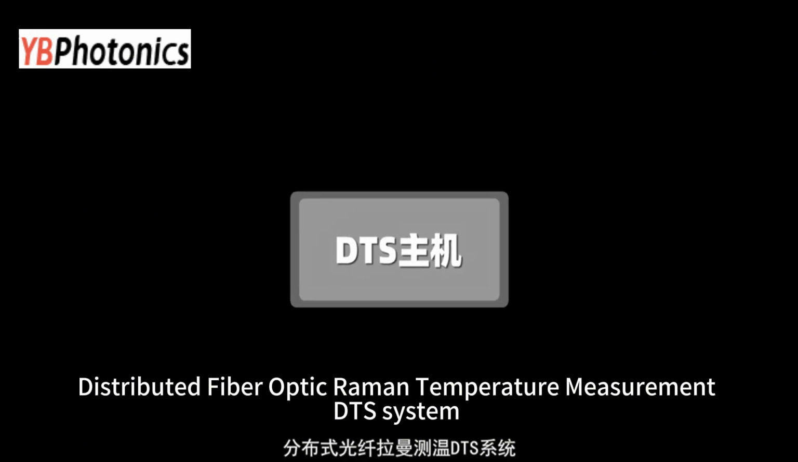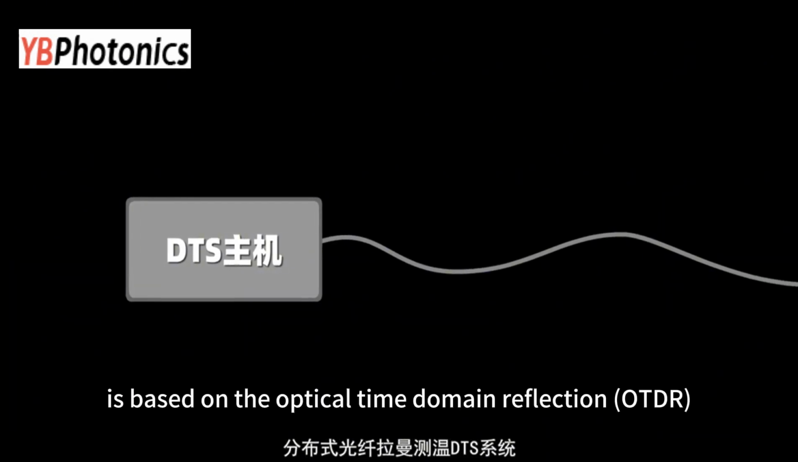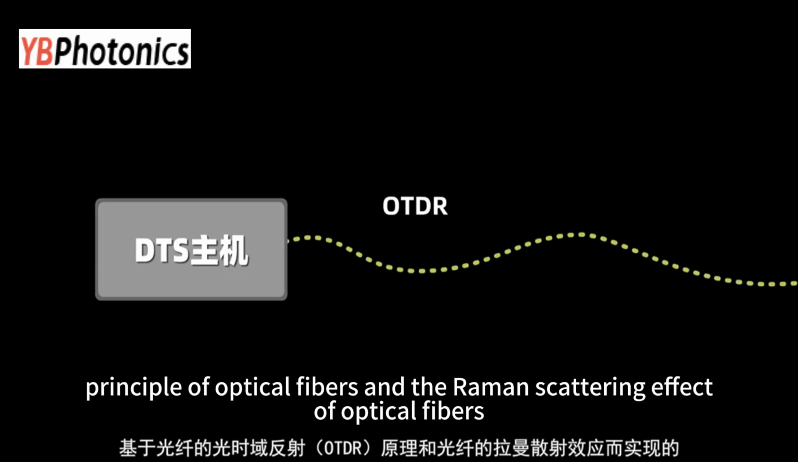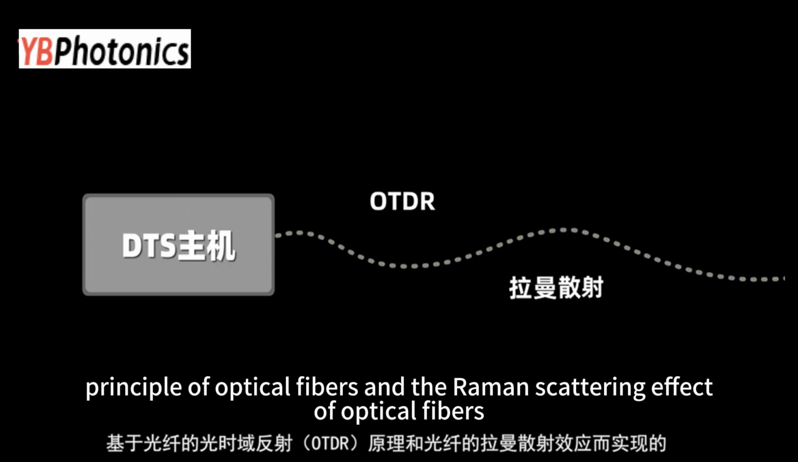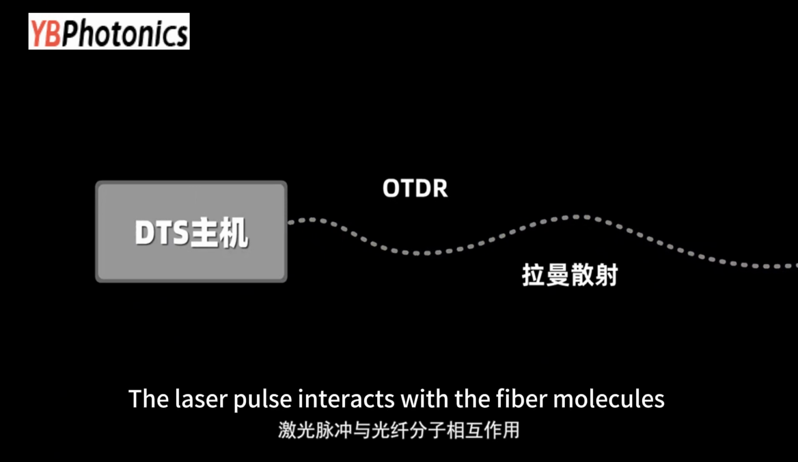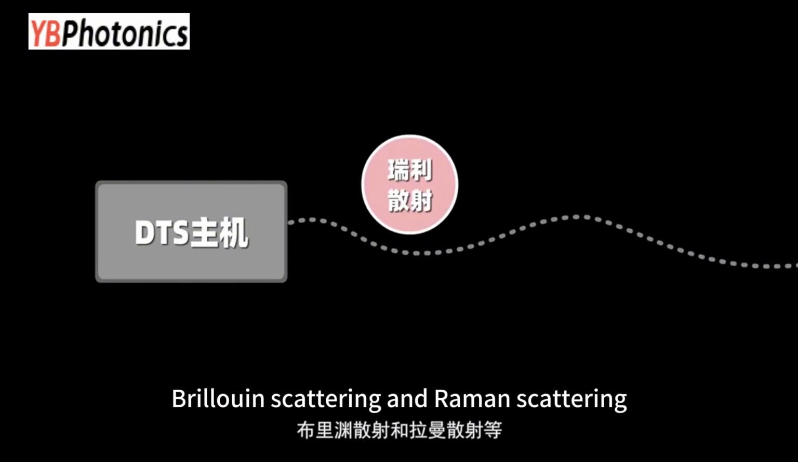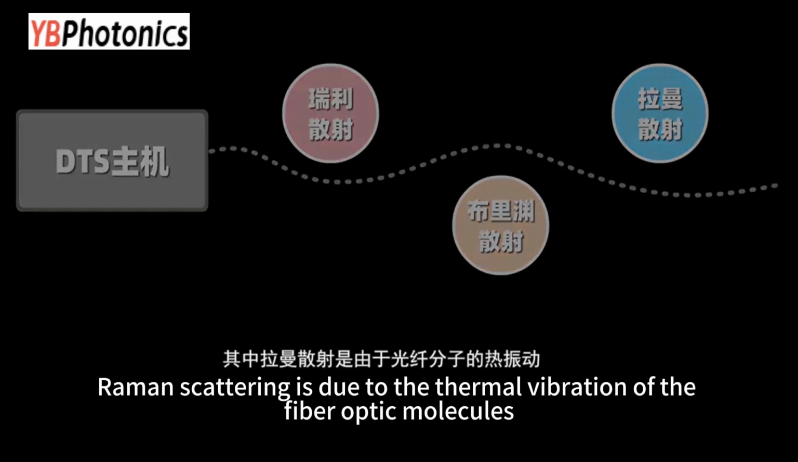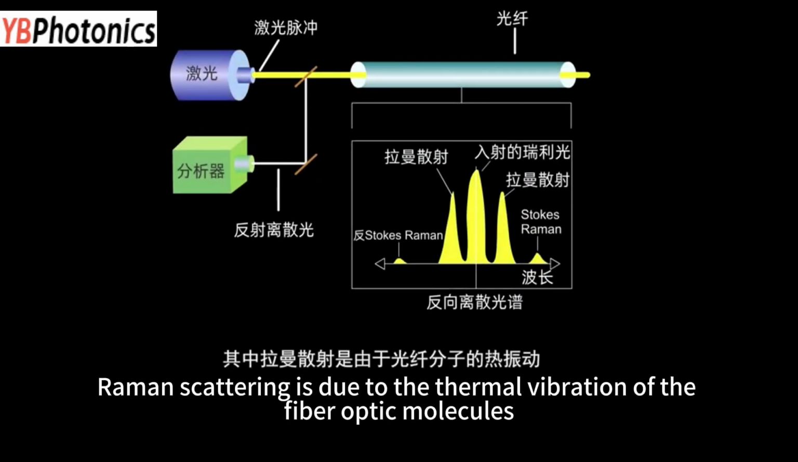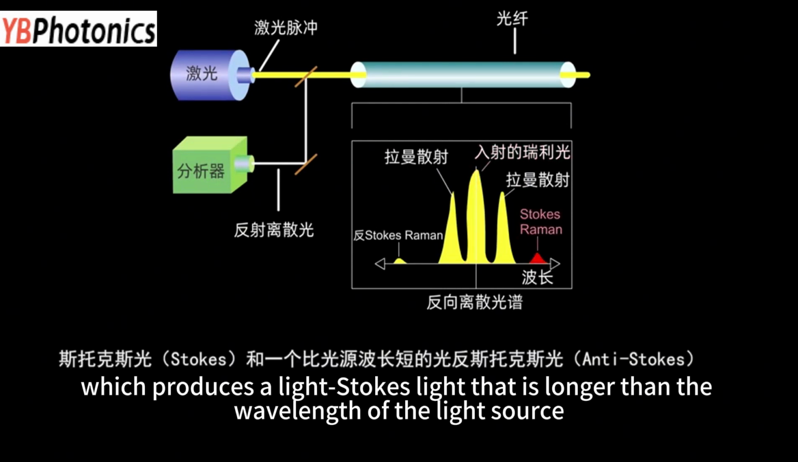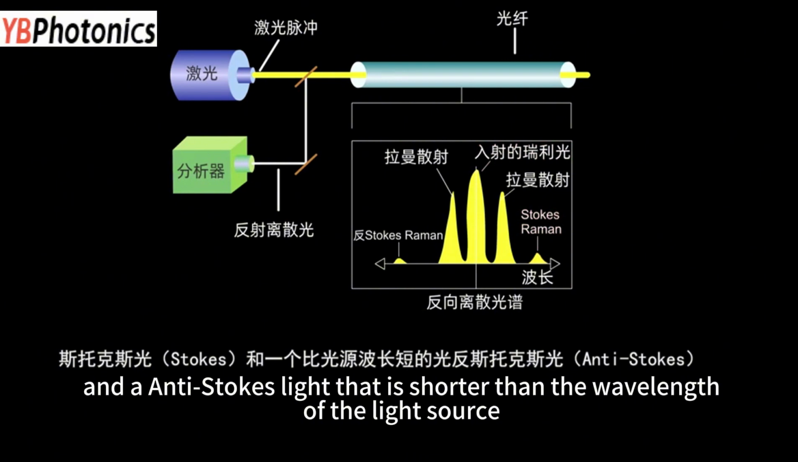Distributed Fiber Optic Raman Temperature Measurement DTS system is based on the Optical Time Domain Reflection (OTDR) principle of optical fibers and the Raman scattering effect of optical fibers. The laser pulse interacts with the fiber molecules and a variety of scattering occurs, such as Rayleigh scattering, Brillouin scattering, and Raman scattering. Raman scattering is due to the thermal vibration of the fiber optic molecules, which produces a Stokes light that is longer than the wavelength of the light source and an anti-Stokes light that is shorter than the wavelength of the light source.